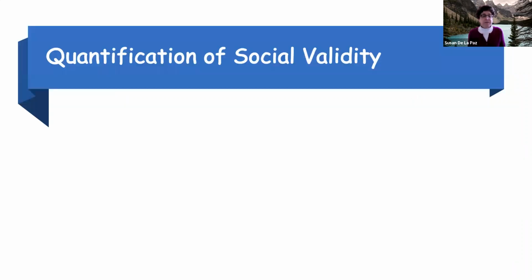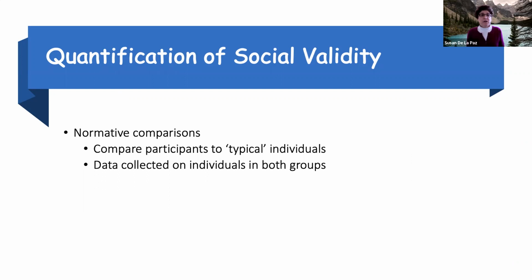Okay, let's keep going. Quantification of social validity. The book goes into the point of view, and there's some merit to it, that you want to quantify social validity if you can. So there are things that are called normative comparisons. In this situation, you would take the outcomes of participants in your study, and you would compare them to typical individuals who also were in your study.